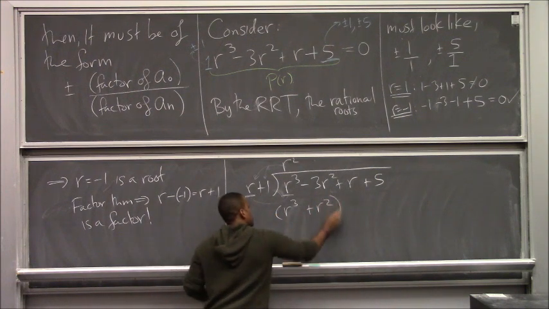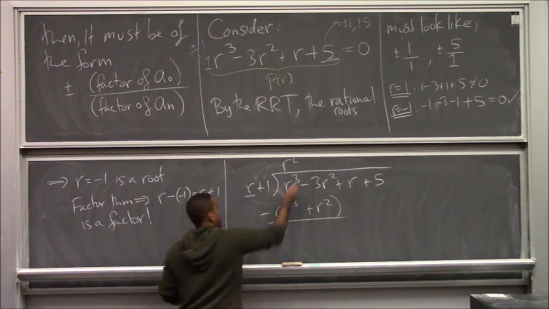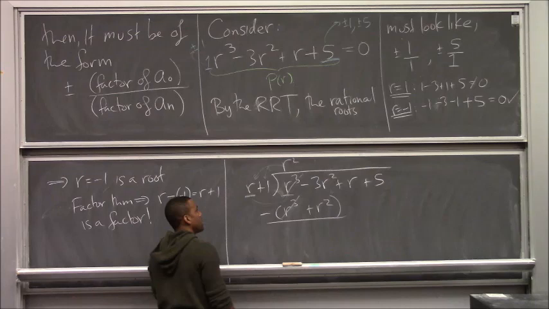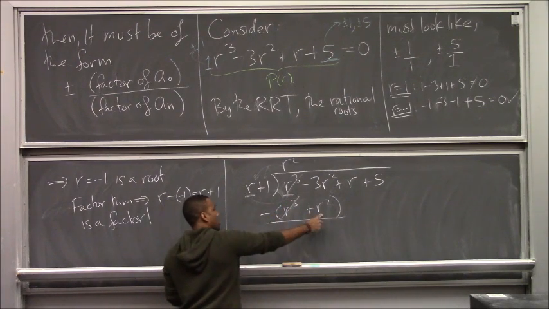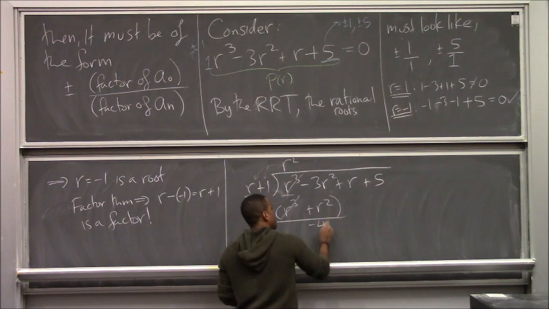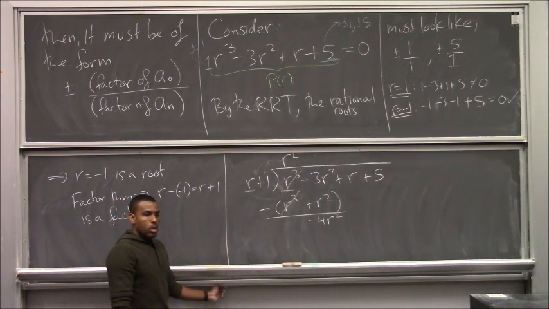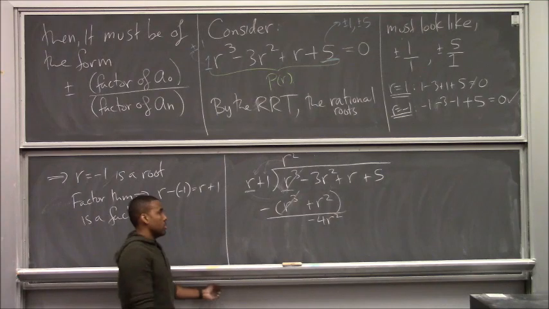What you're going to do is subtract this line. The r cubed's died. Minus 4r squared. Then what you're going to have is minus 3r squared minus r squared is minus 4r squared. And you bring down the r, right? And then you repeat the process. We'll bring down the r when it's convenient.